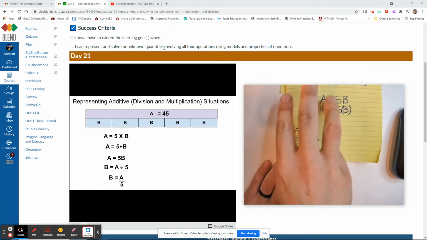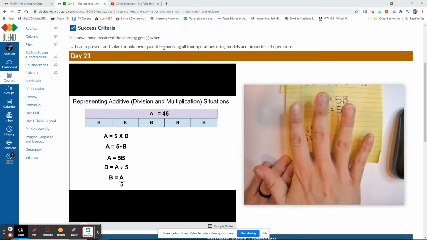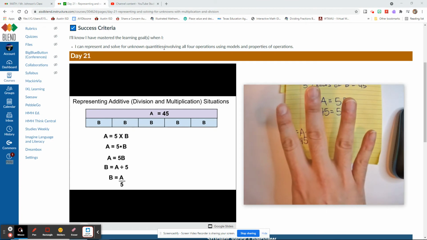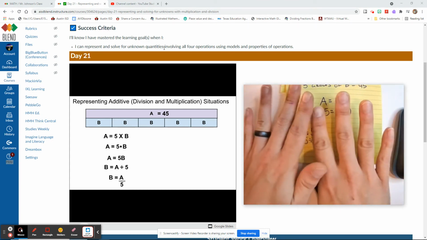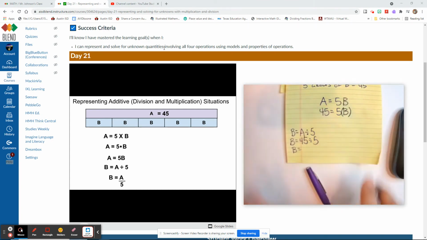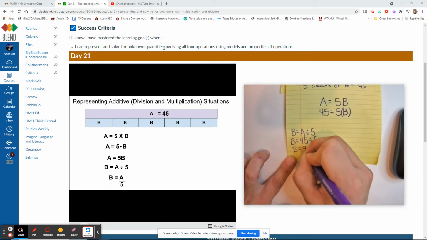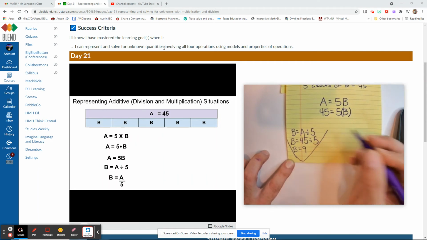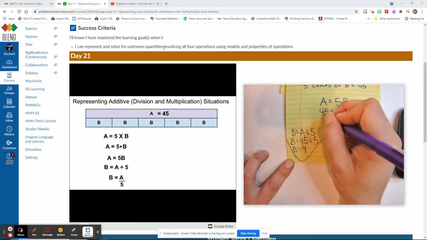So if we answer this one over here, 45 divided by 5, let's count them out. 5, 10, 15, 20, 25, 30, 35, 40, 45. So in total we had 9 groups, right? So 9 groups of 5 equals 45. So what does B equal? B equals 9.